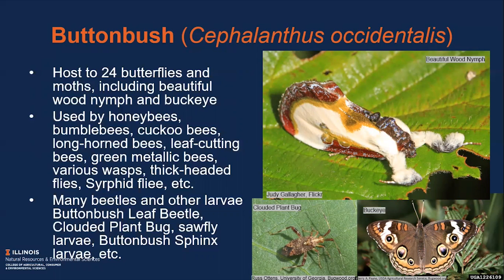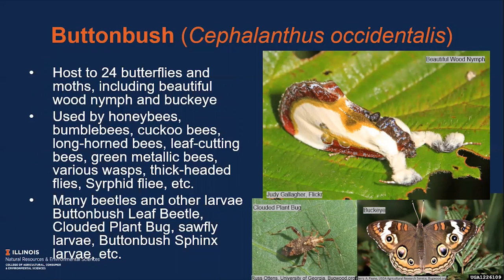The beautiful wood nymph, interestingly enough, is pretty cool looking, but I did see that some folks believe it is imitating a piece of bird poo in order to avoid detection by predators. So beautiful, yes, but also an interesting defense mechanism there.